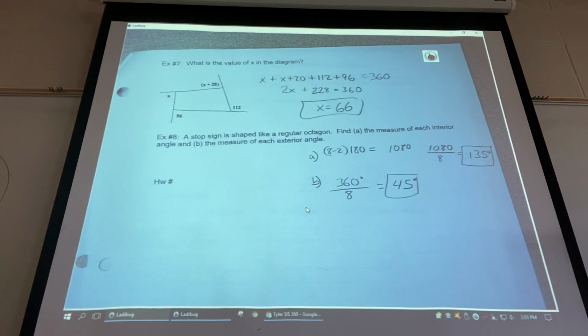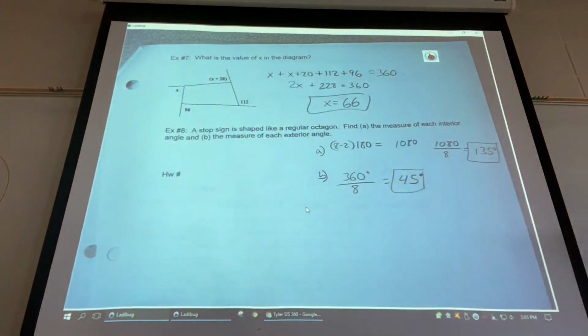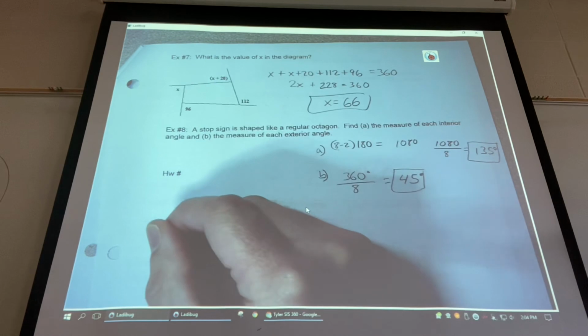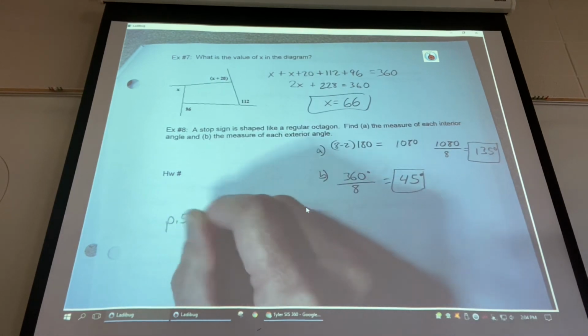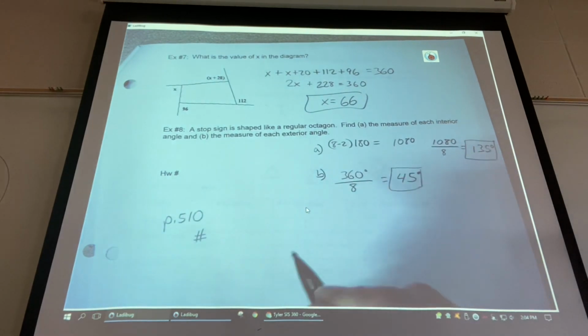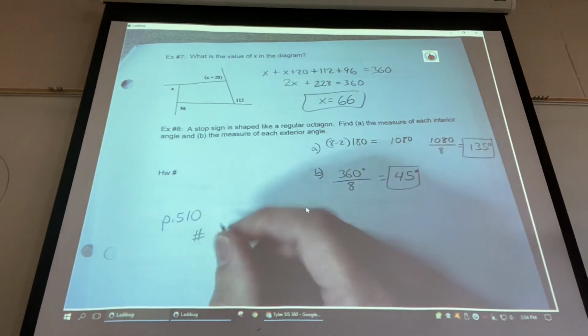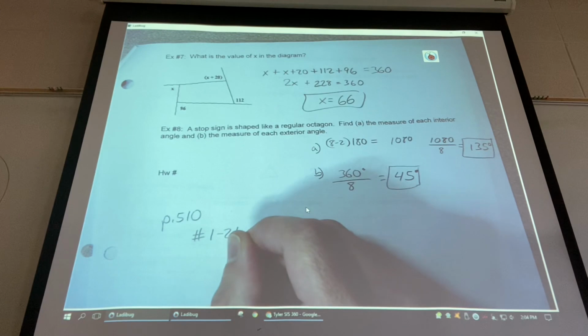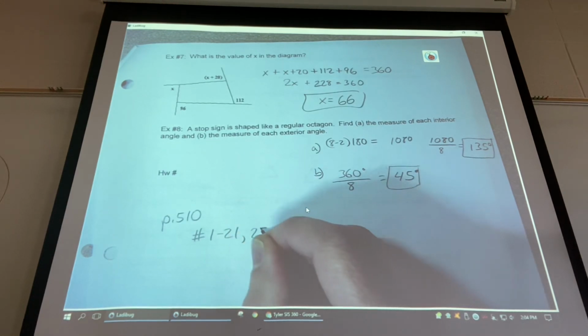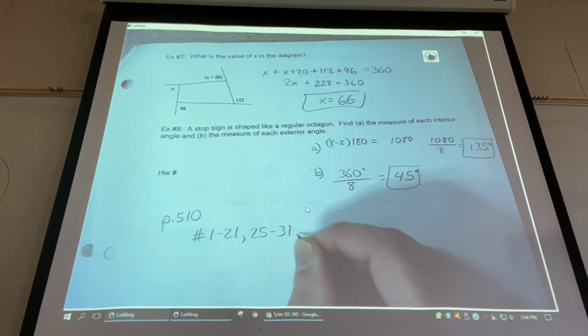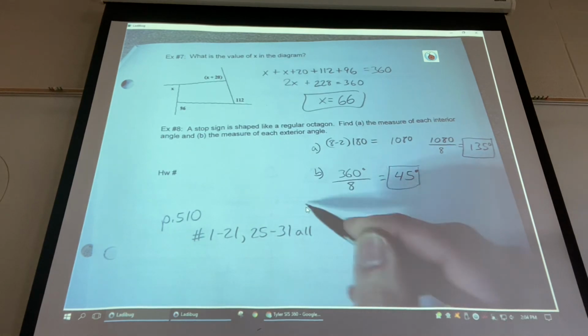So please double check your answers, make sure you feel squared away. And if you do, I would recommend to go ahead and do a little bit of practice, page 510. Yeah, because this is chapter 8. So page 510, numbers 1 through 21, and then jump over to 25 through 31. And I'm going to make the assignment all.